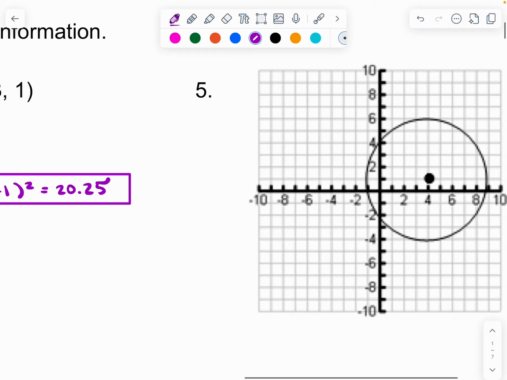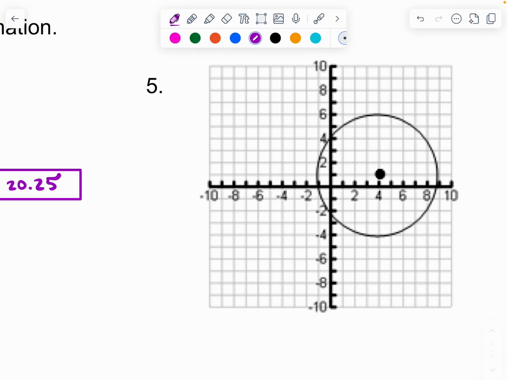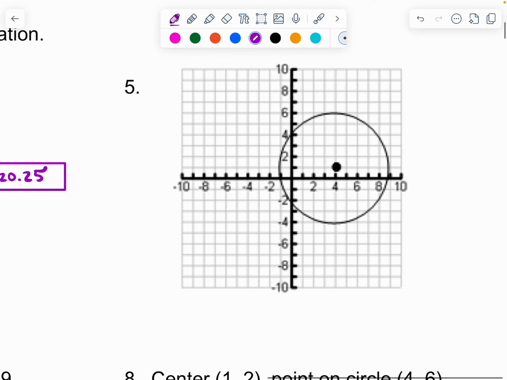Right, voila. Number 5, they've given us the circle, so they want us to find our own information. That's a pretty easy gig. The center of this circle is clearly (4, 1).